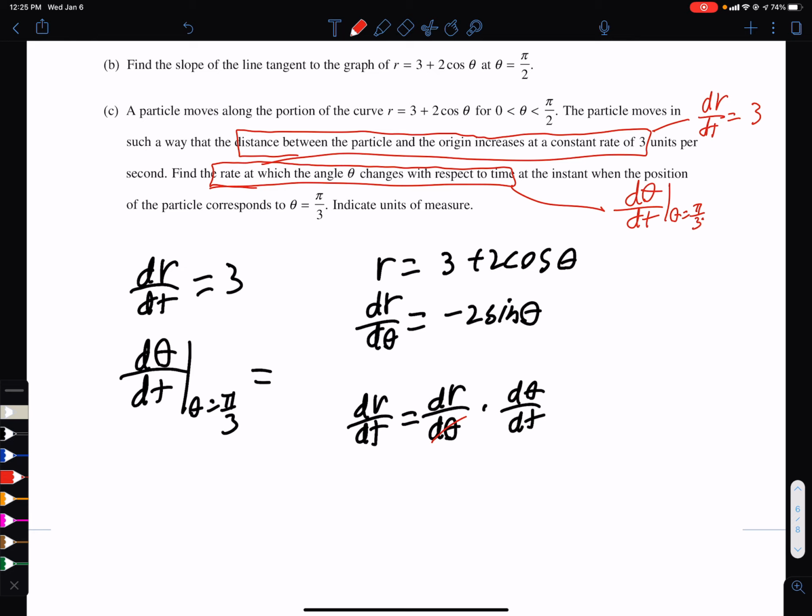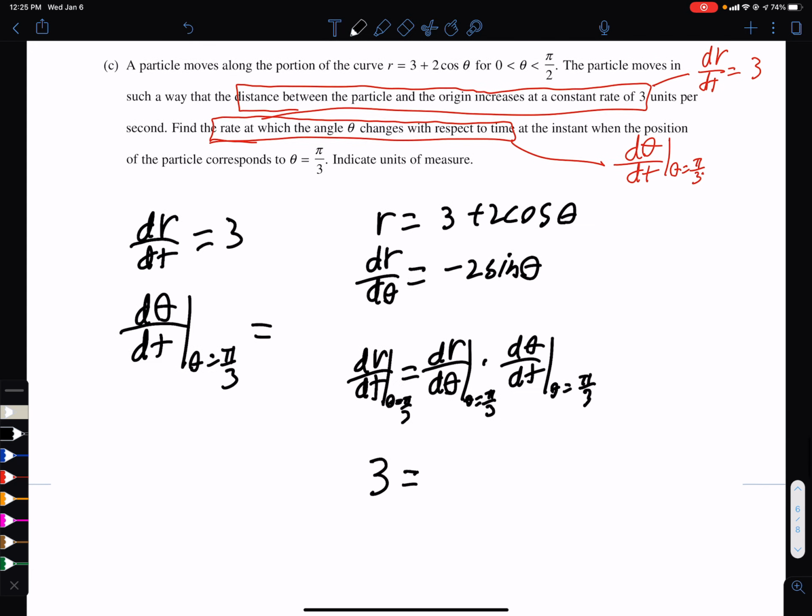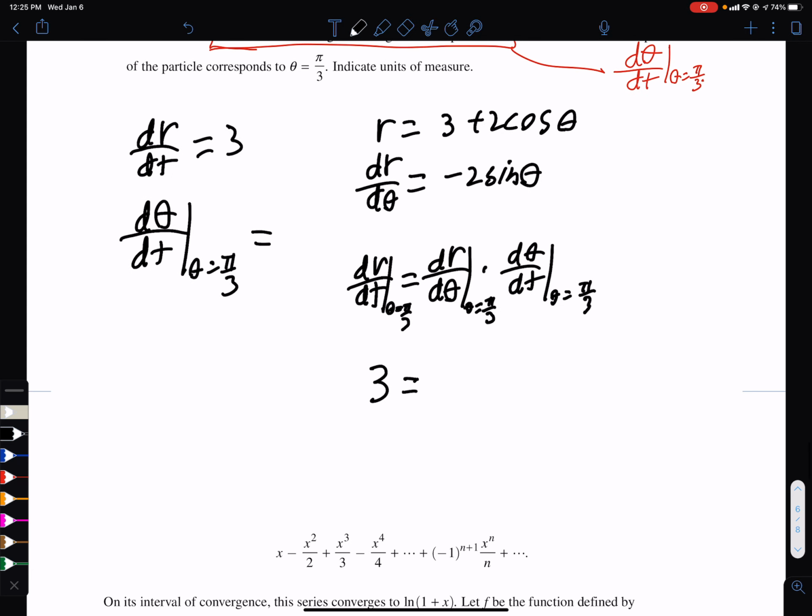So let me back up here. All of these I want at pi over 3. So theta is pi over 3. So this is 3 because it's constantly 3. So we're going to put that in there. dr/d theta is negative 2 cosine at pi over 3. So I took dr/d theta and I replaced theta with pi over 3. And d theta/dt is what I'm looking for.